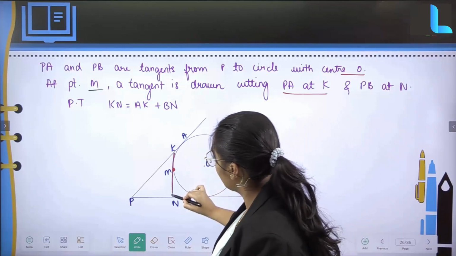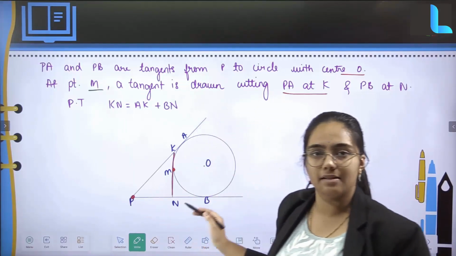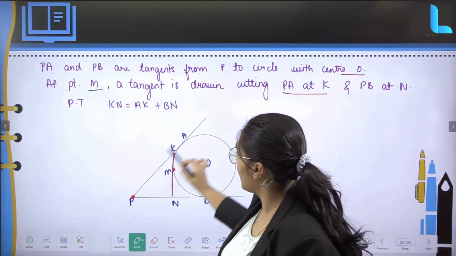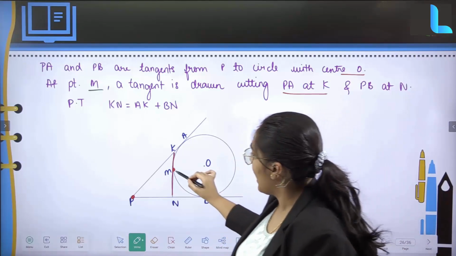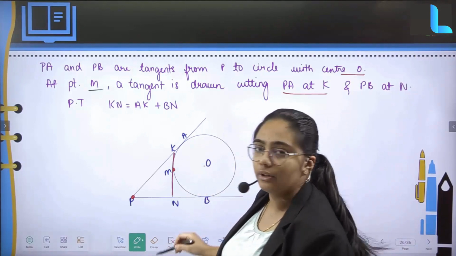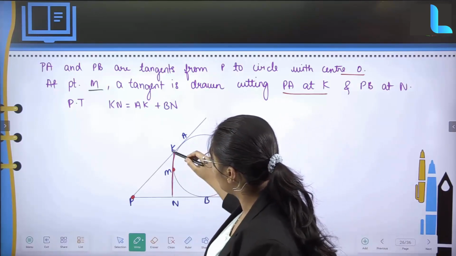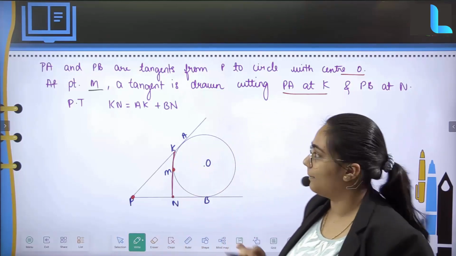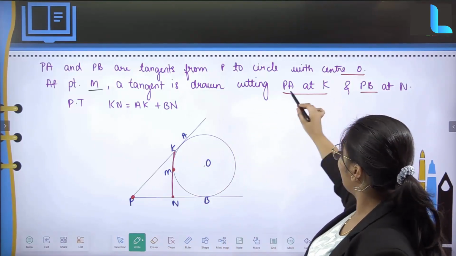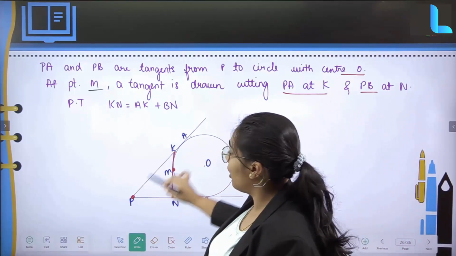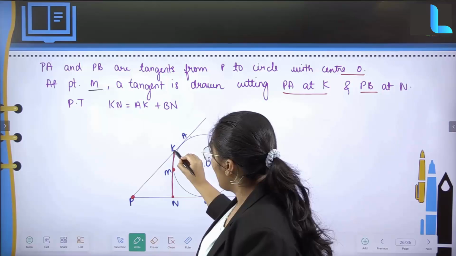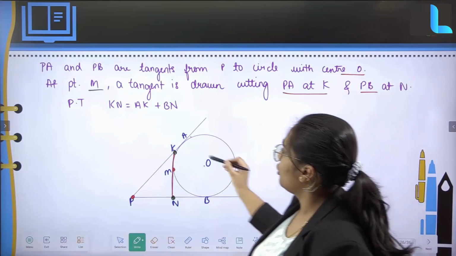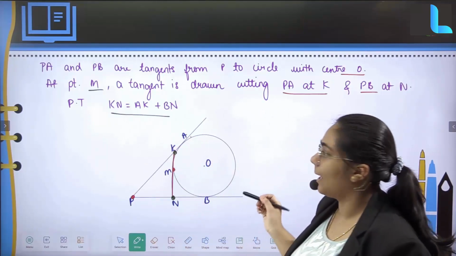See over here, this point P is a point outside the circle. There are two different tangents, so the tangents are PA and PB first and foremost. And now there is a point M through which a tangent cuts both of them, that is, it meets both of the tangents, and the marked points are K and N. So on the PA tangent there is a point K, and on the tangent PB there is a point N. Right. So you have to prove that KN is equal to AK plus BN.